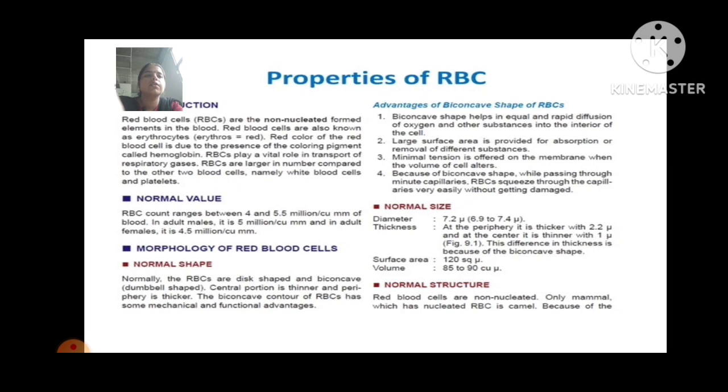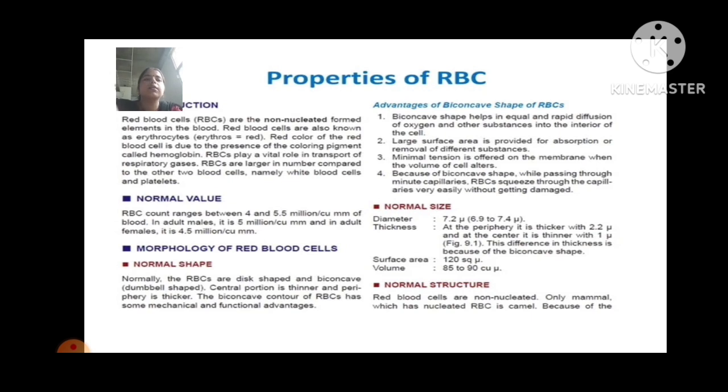The first advantage is that the shape helps in equal and rapid diffusion of oxygen and other substances into the interior of the cell. A large surface area is provided for the absorption or removal of different substances. Minimal tension is offered on the membrane when the volume of the cell alters. While passing through minute capillaries, RBCs squeeze through very easily without getting damaged.